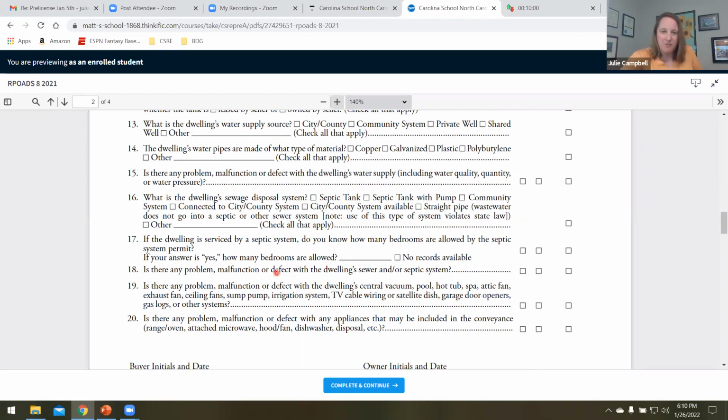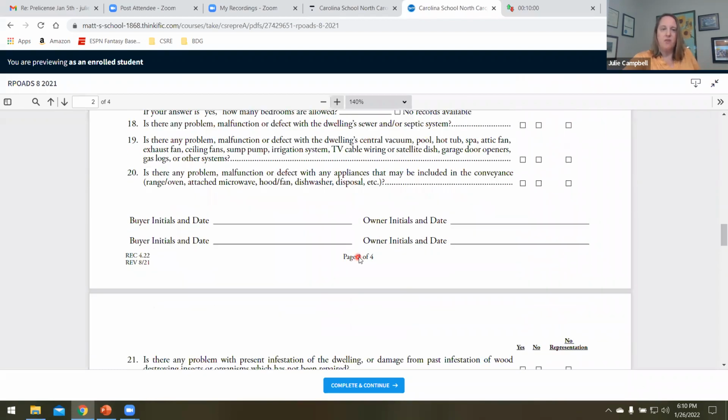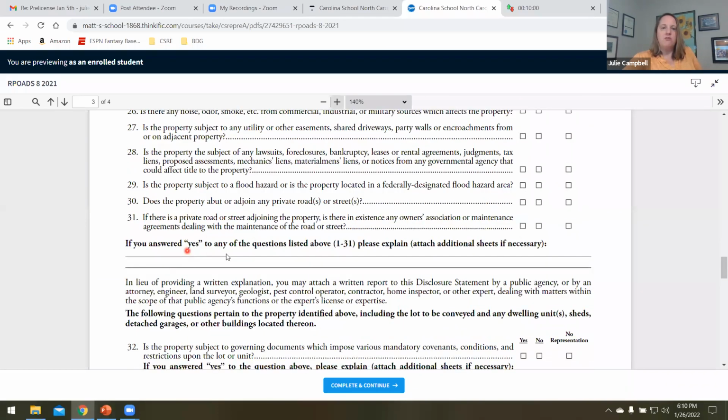And again, here's about septic system. How many bedrooms are allowed per your septic system? And once we go through, then it says, if you answer yes to any of the above, please explain. So if something is broken or leaking or not working properly or cracked, if the seller says yes to anything, then they have the option to come through and tell why. Why did I say yes?